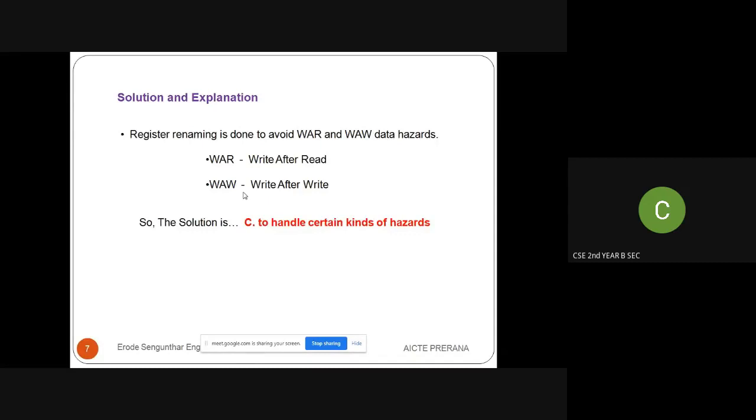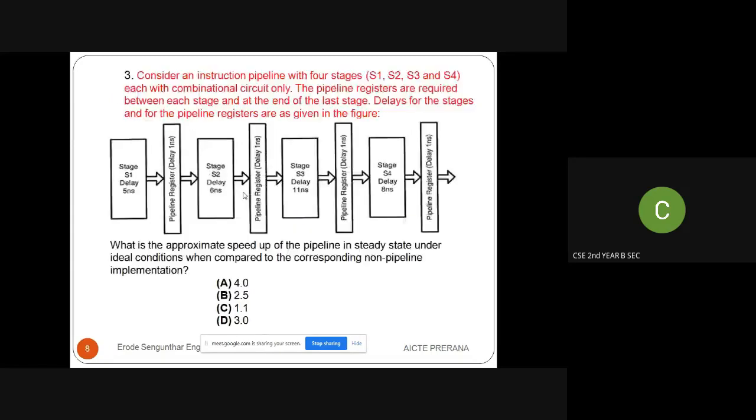Very good. So someone has given the answer. Very good. So next, we will move on to the next question. Here it goes. Just analyze this question.